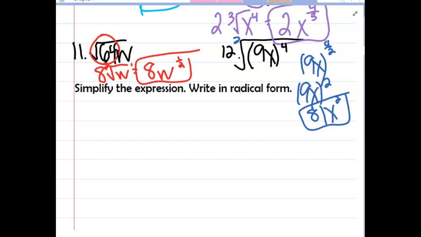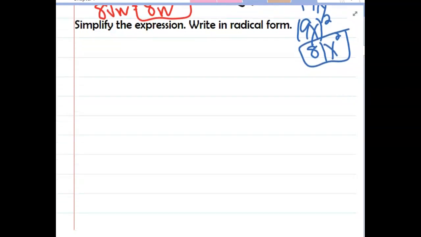Okay, now the last couple ones are going to take kind of all of the stuff we've talked about so far in chapter 7, along with this, and tie it all together. So number 13, in parentheses, a to the 1/4 times a to the 3/4. Okay, so we want to simplify and then we want to write it in radical form.